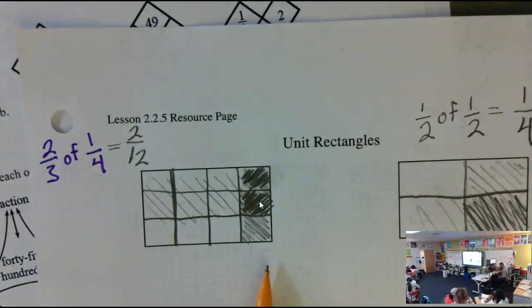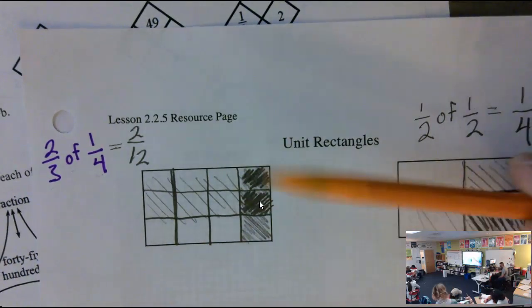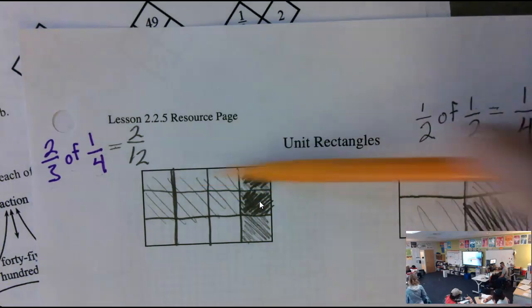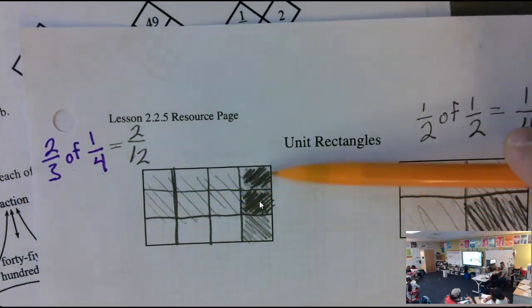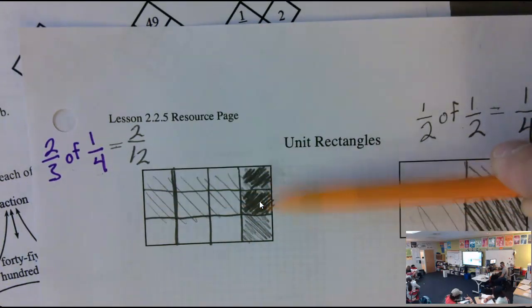So first we split it into fourths and shaded 1. Then we split it into thirds, shaded 2, and the doubly shaded. That is our answer. The doubly shaded.